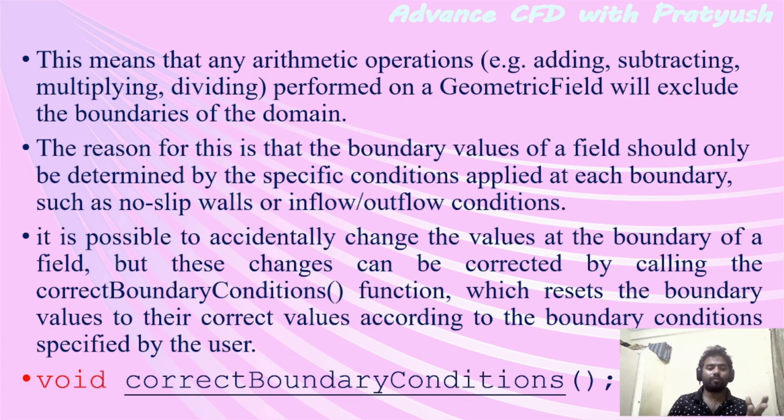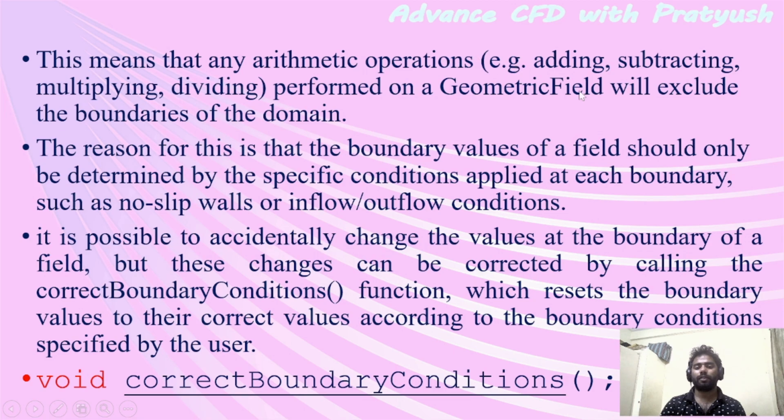so this is what I have told you, that I have again written here. Any arithmetic operation performed on the geometric field will exclude the boundaries of the domain. The reason is that the boundary values you always want to update using some boundary condition. So the equation will solve only the internal cells. Now whatever boundary condition you apply on the boundary patches, okay, like no slip walls or inflow or outflow condition, that will be applied to the boundary patches.